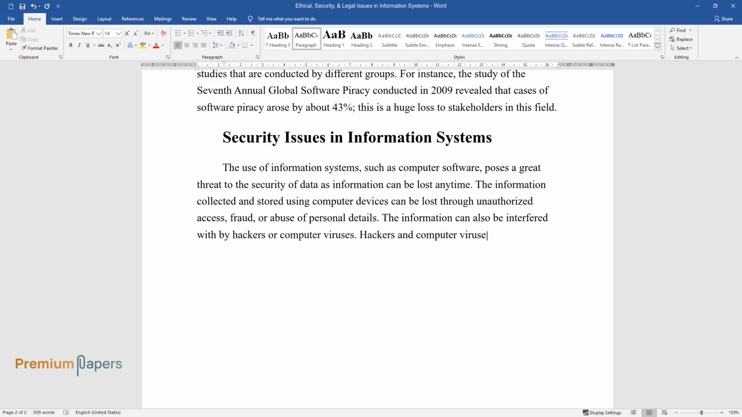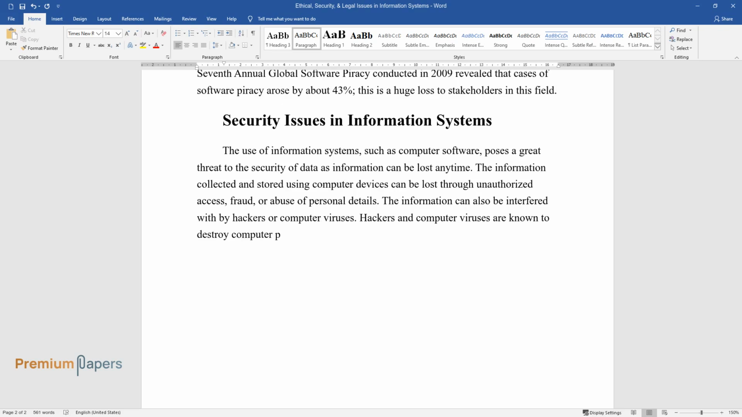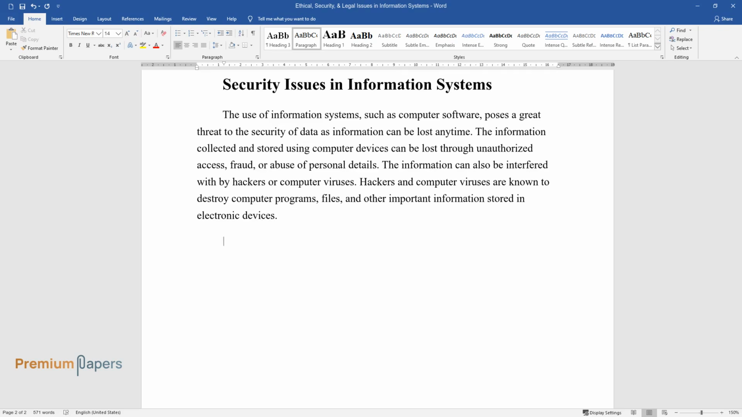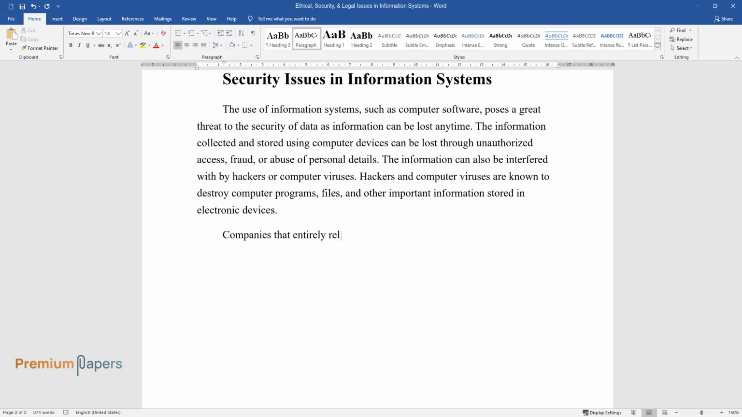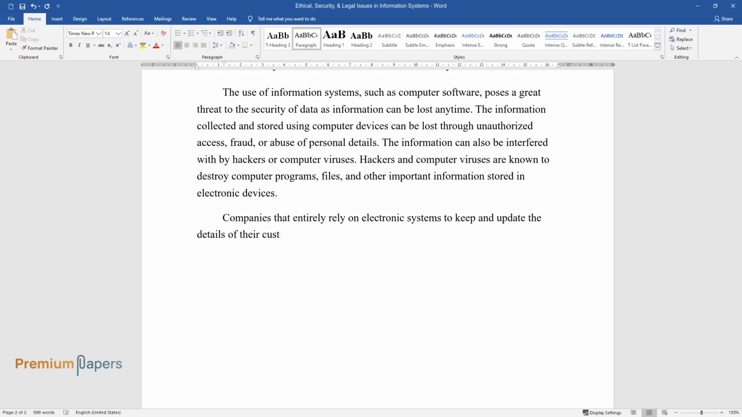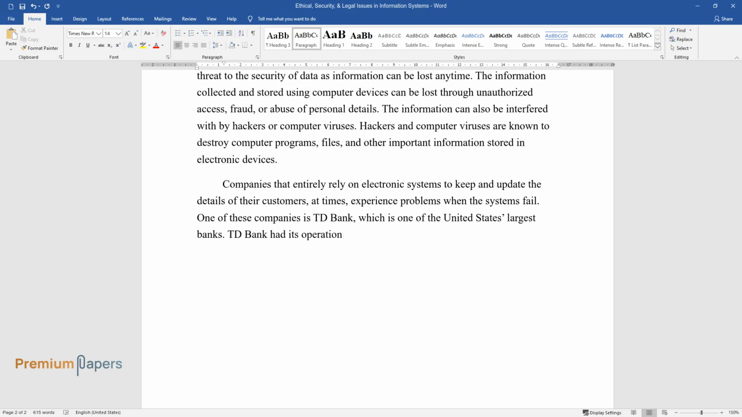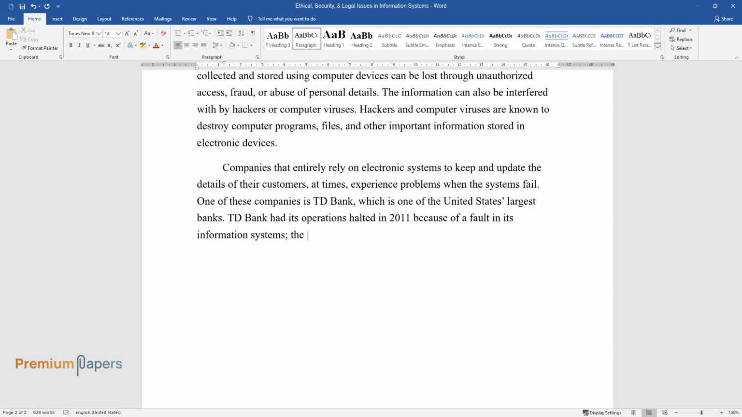Hackers and computer viruses are known to destroy computer programs, files, and other important information stored in electronic devices. Companies that entirely rely on electronic systems to keep and update the details of their customers, at times, experience problems when the systems fail. One of these companies is TD Bank, which is one of the United States' largest banks. TD Bank had its operations halted in 2011 because of a fault in its information systems.